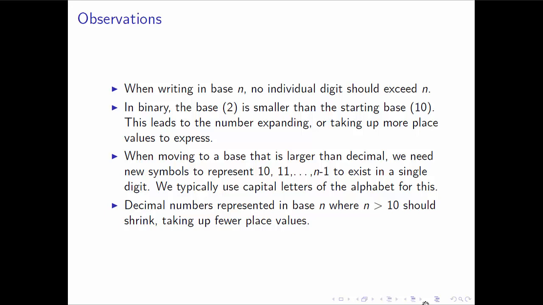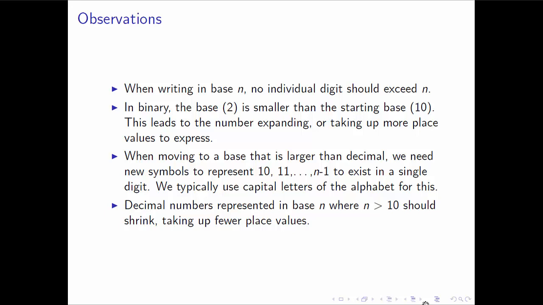Now, some observations we can make will bring to light maybe why computers internally use a binary number system, but why we don't use that number system as computer programmers. In general, if you're writing in base n, no individual digit should exceed n. It shouldn't even match n. So for example, when we were using a binary number system, which is a base 2 number system, we only had zeros and ones. When we're using a decimal number system, in any one particular place, we only ever have the numbers 0 through 9. And in an octal system, a base 8 number, we would only have the numbers 0 through 7. No individual digit or place value should exceed or match the base.